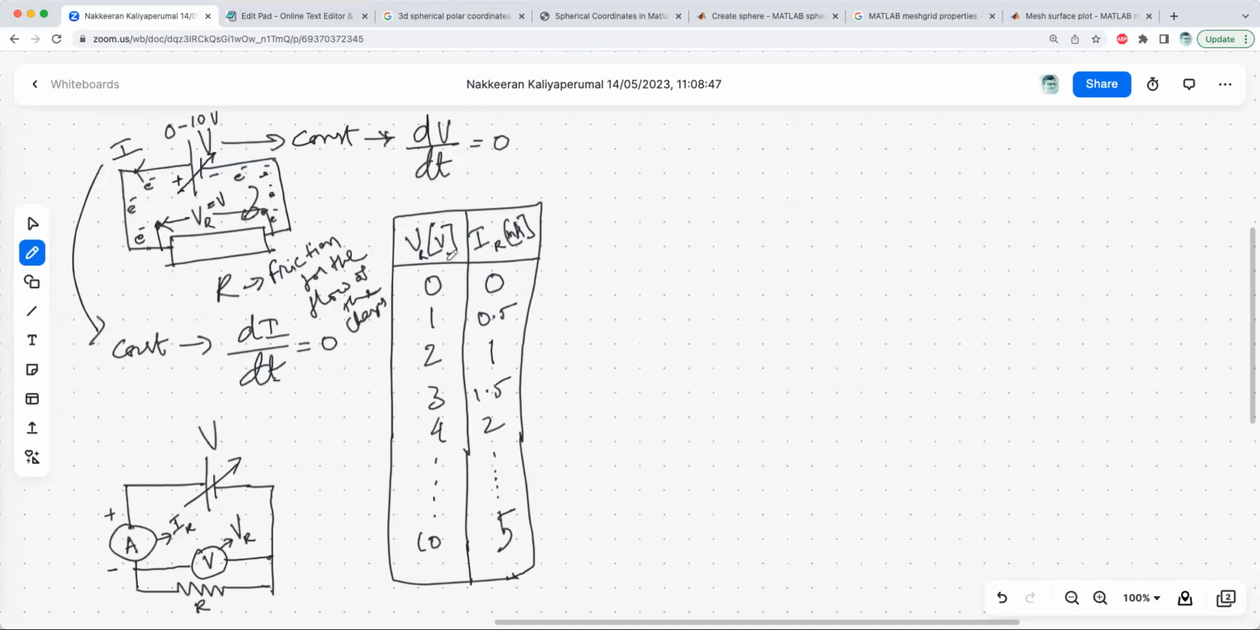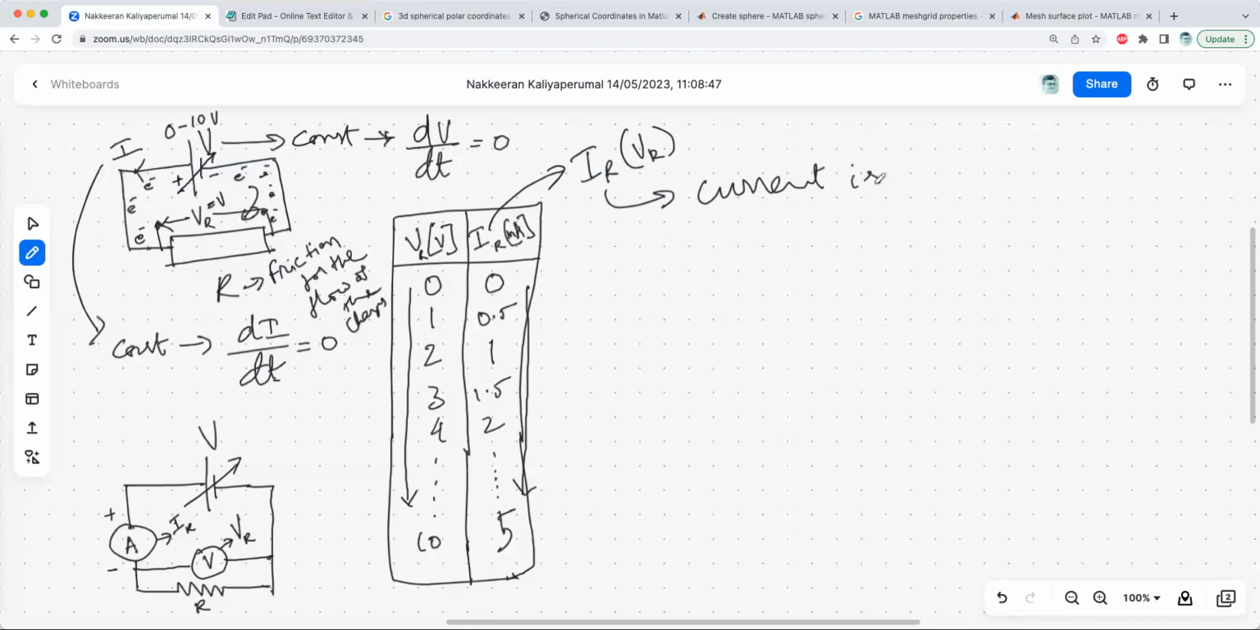By the look of it, whatever we measured, we varied our applied voltage across the resistor. That actually varies the current also. That is the first understanding. So we provided something to the resistor, and there is a flow of current because of that. The voltage caused that. So we write this as IR is a function of VR. Current is a mathematical function of voltage.